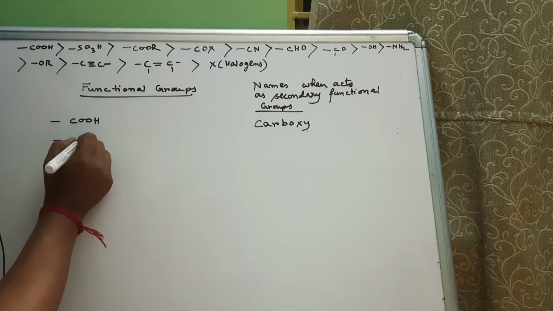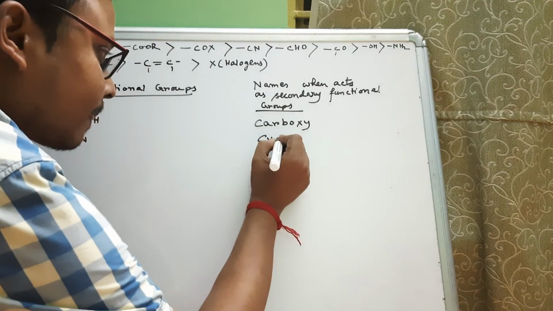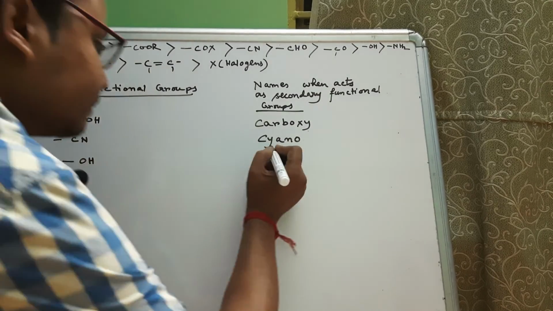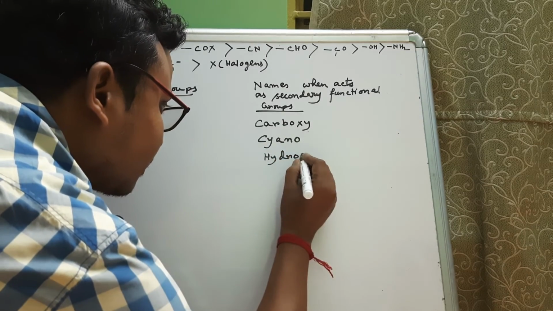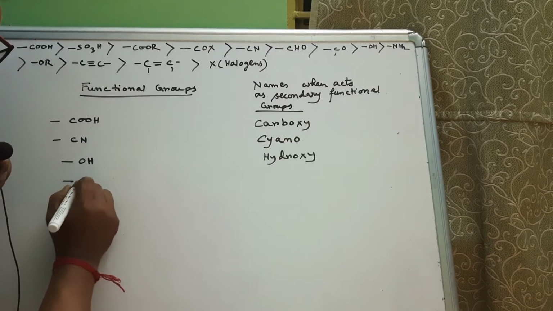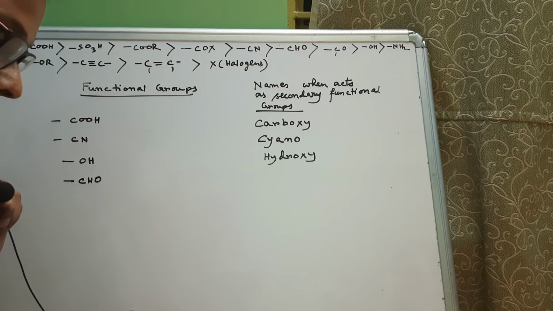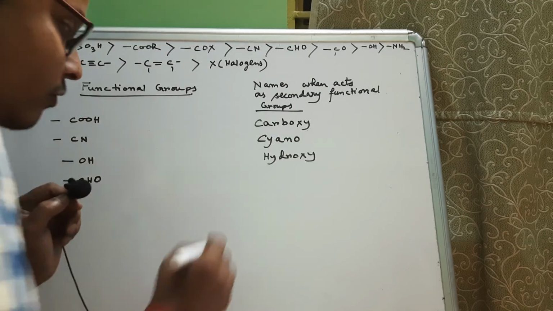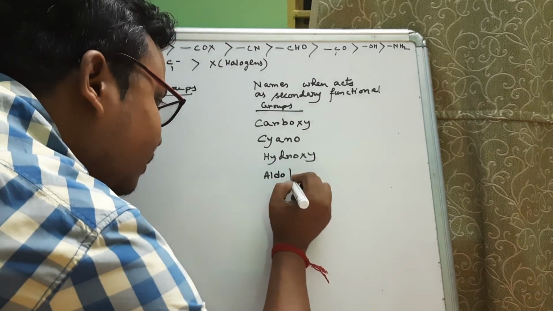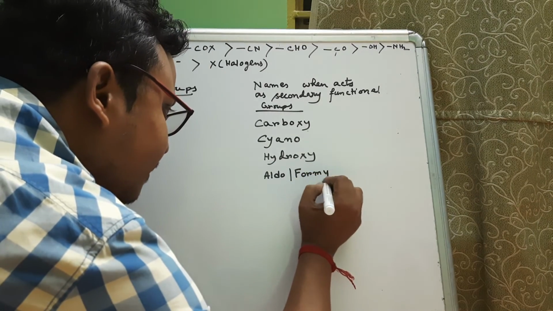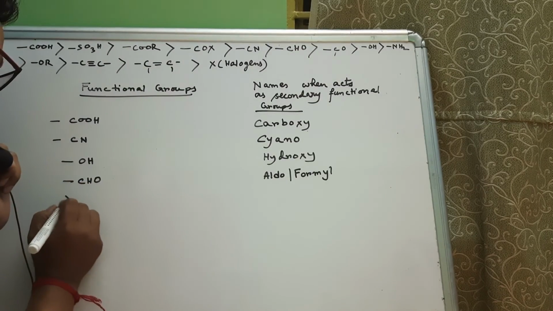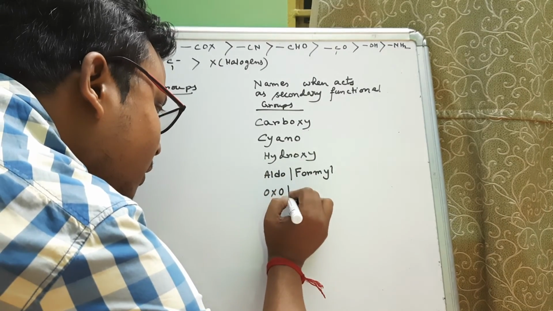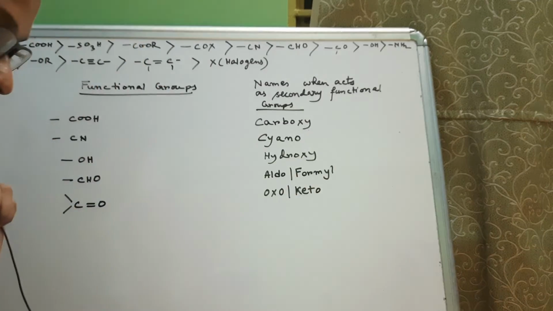Okay, CN, it is written as cyano. OH, it is written as hydroxy. CHO, this is aldehyde, but when it acts as a secondary functional group, it is written as aldo or formyl. And this is the ketone, which is written as oxo or keto.